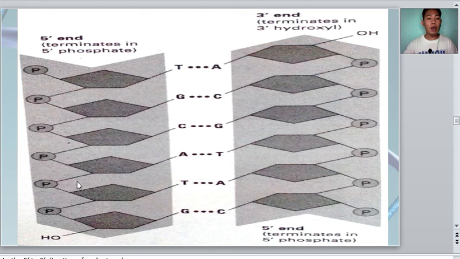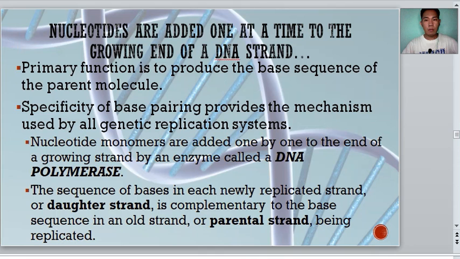Again, the phosphate group here is joined between the 5' carbon and the 3' carbon of the deoxyribose sugar. The same also in this parallel strand. The nucleotides are said to be added one at a time to the growing end of the DNA strand.